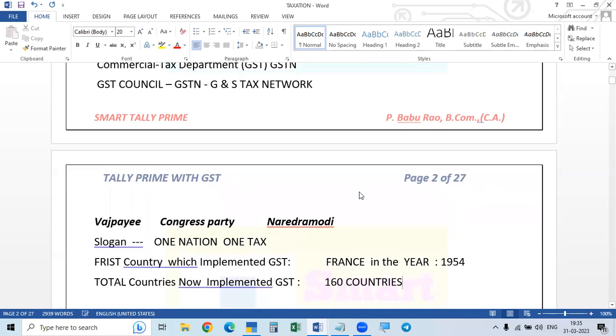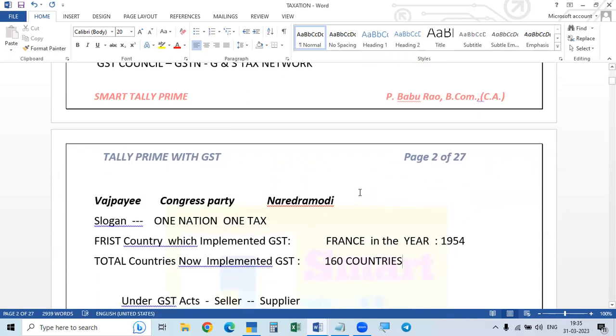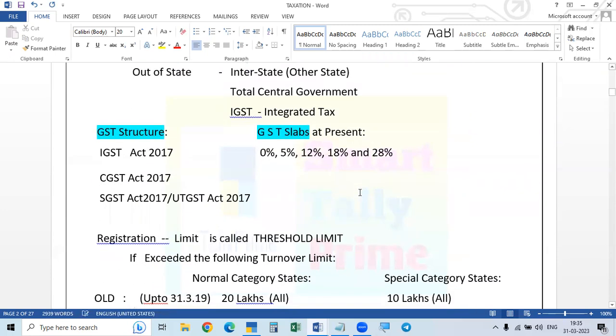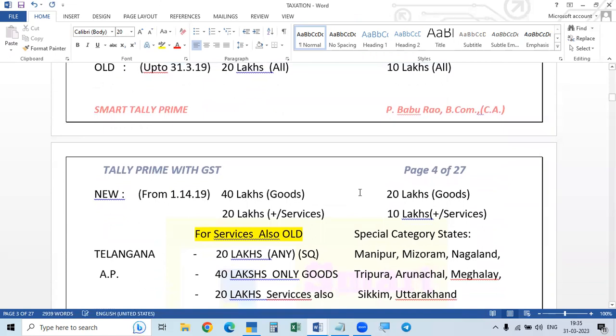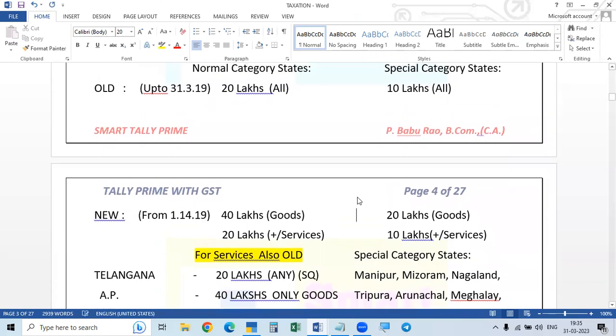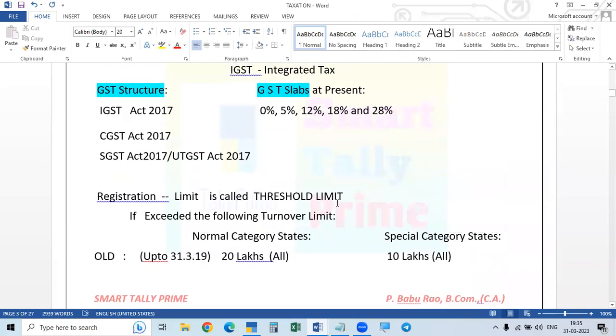So the first one is normal category states, and the second one is special category states. Normal category and special category. In this case, I will first of all tell you about the special category.